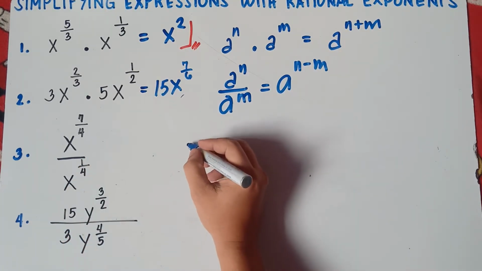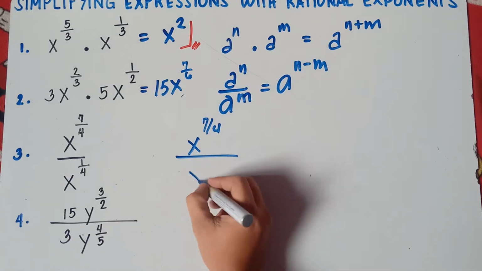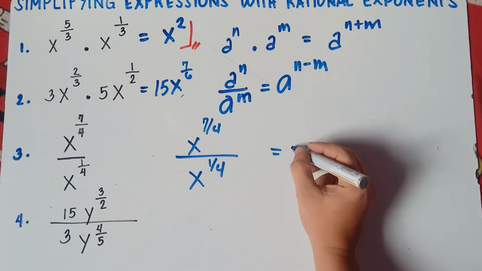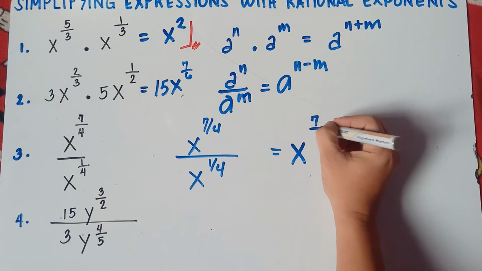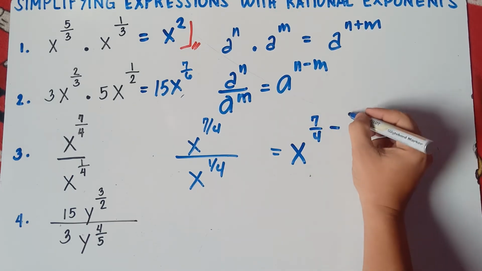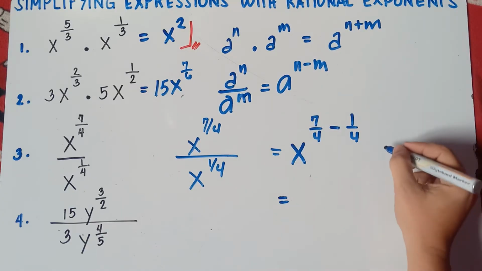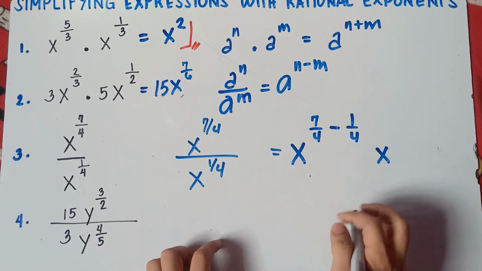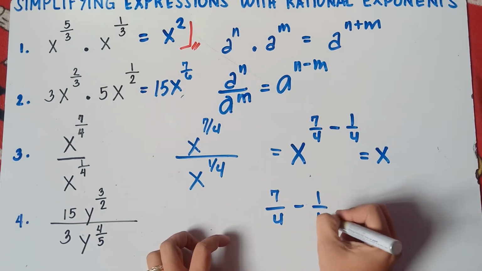So we have x raised to the power of 7 over 4 over x raised to the power of 1/4. So same basis, same x, copy x. Then we subtract the exponent. 7 over 4 minus 1/4. So our answer will be x. So let's subtract this one, the fraction. So 7 over 4 minus 1/4.